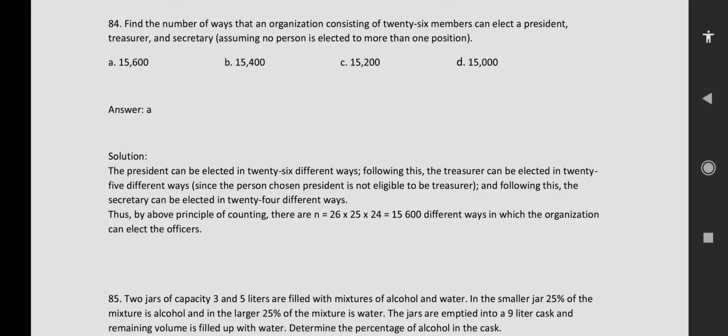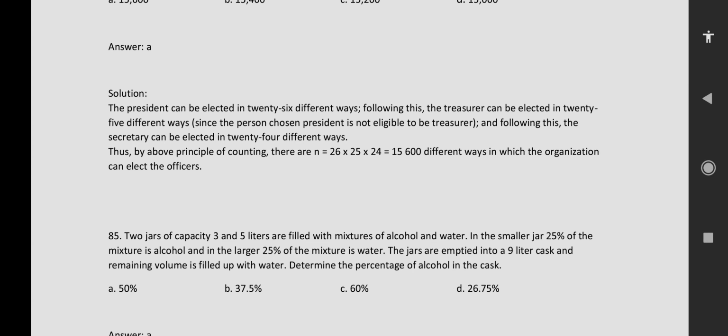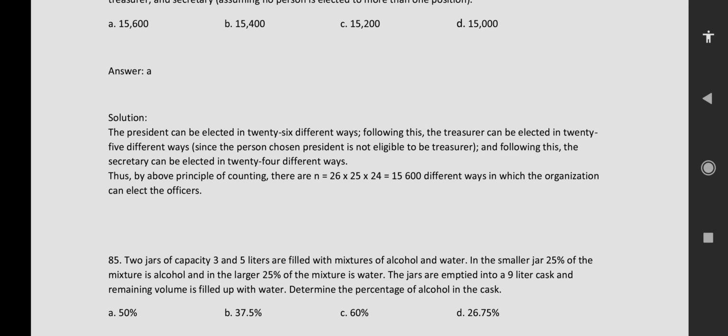Sige, continue na tayo sa number 84 kasi yung solution ng number 83 is magulo. Kaya dadagdagan lang natin yung part 3 natin, gagawin natin hanggang 101. So, sige, number 84. Find the number of ways that an organization consisting of 26 members can elect a president, treasurer, and secretary, assuming no person is elected to more than one position. Sagot daw dyan ay letter A, 15,600. Solution niya, the president can be elected in 26 different ways. Okay?